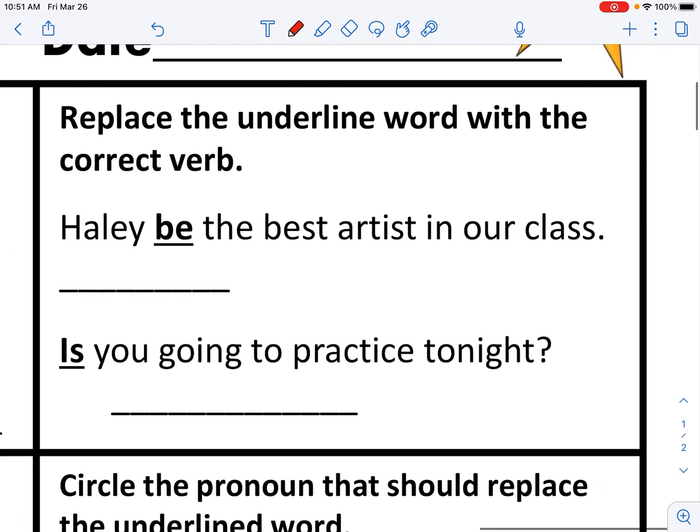Next one. Replace the underlined word with the correct verb. Haley be the best artist in our class. Be is wrong. Should be Haley is the best artist in our class. Is you going to practice tonight? Is is wrong. Should be are you going to practice tonight? Make sure your R has a capital A because it's the start of a sentence.